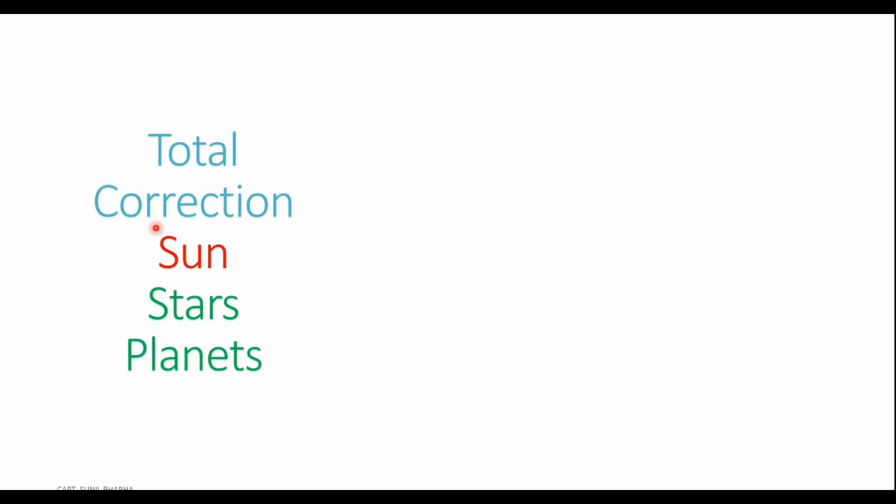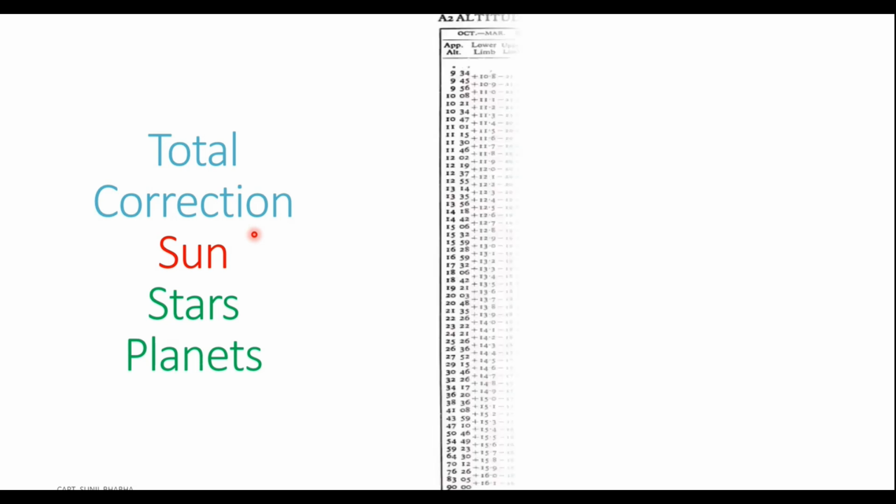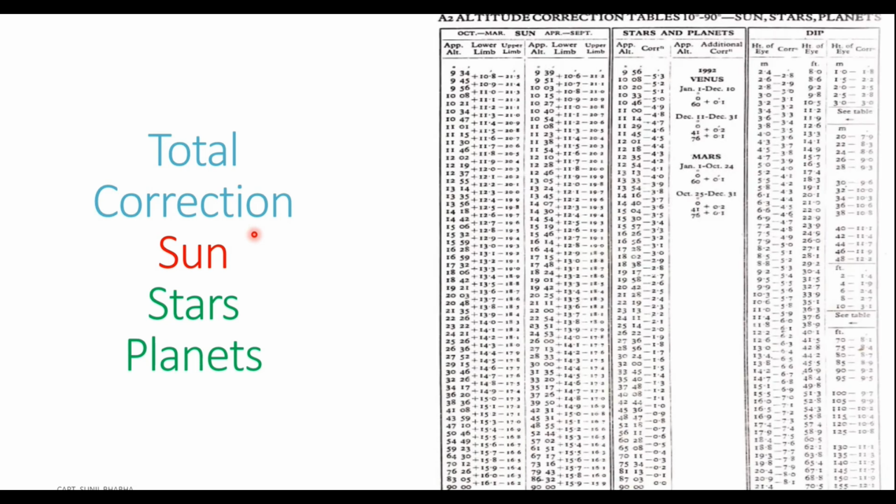So let us now see the total correction for all celestial bodies one by one. As I told you, we have 4 celestial bodies available to us. That is the sun, the stars, the planets, and the moon. So let's open up the first page of the almanac once again, the same page which we saw in the previous slide. Now you can see the total correction for the sun.